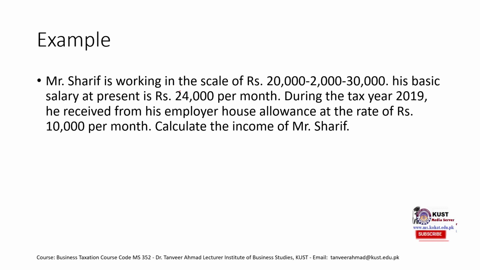Sharif is working in the scale of 20,000-2,000-30,000. Remember, we have discussed this in our previous lectures. This 20,000 means the minimum of the time scale, right? So normally you would see this in some newspaper employment ads. And what this means is that the basic salary would start from 20,000. The yearly increment would be 2,000, and the maximum the salary can go is still 30,000.